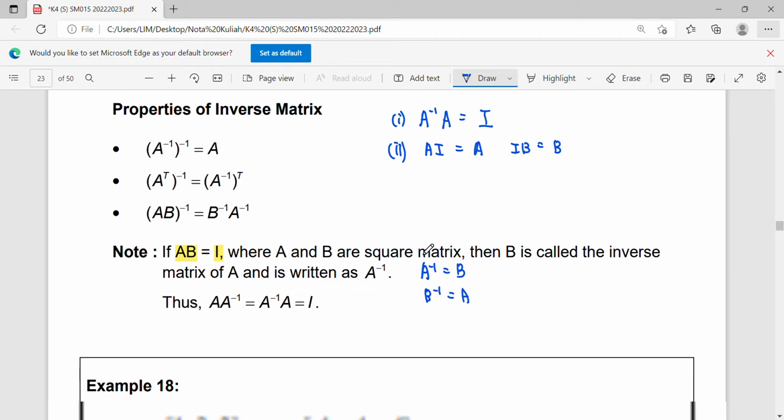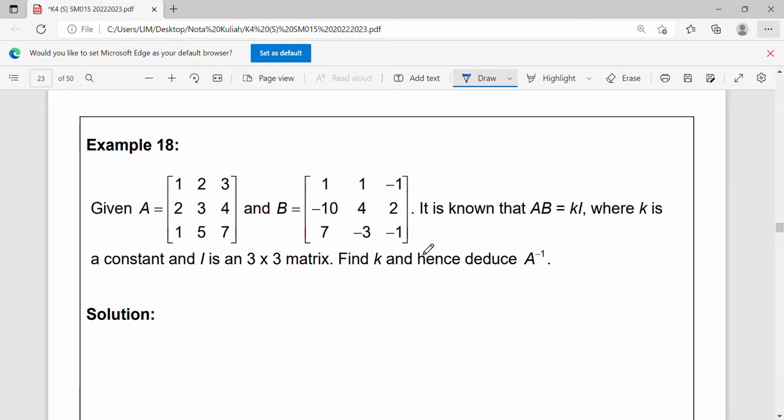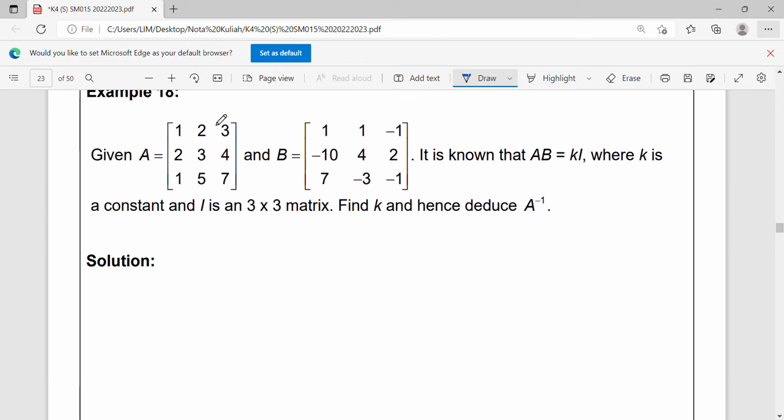Alright, so in this example, given matrix A and matrix B, it is known that when we do the multiplication of matrix A and B, we get an identity property here, where K is a constant, meaning K is a number, and I is an identity 3 by 3 matrix. So find the value of K, hence deduce our A inverse.